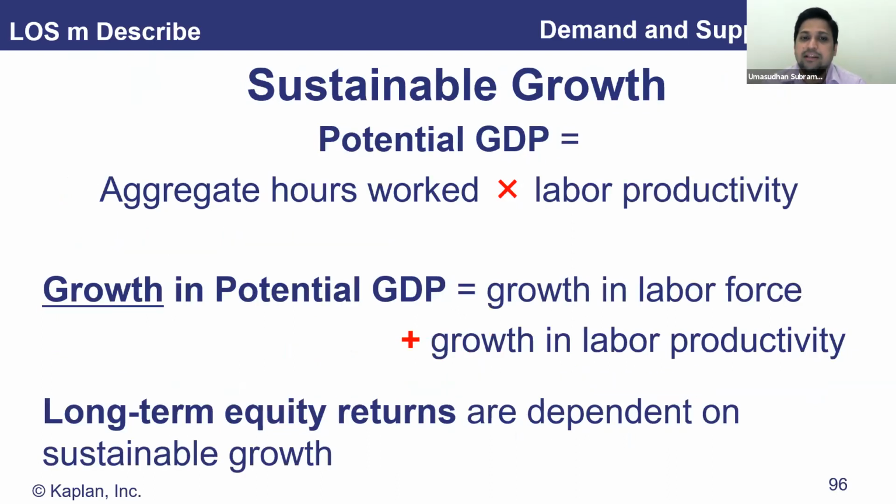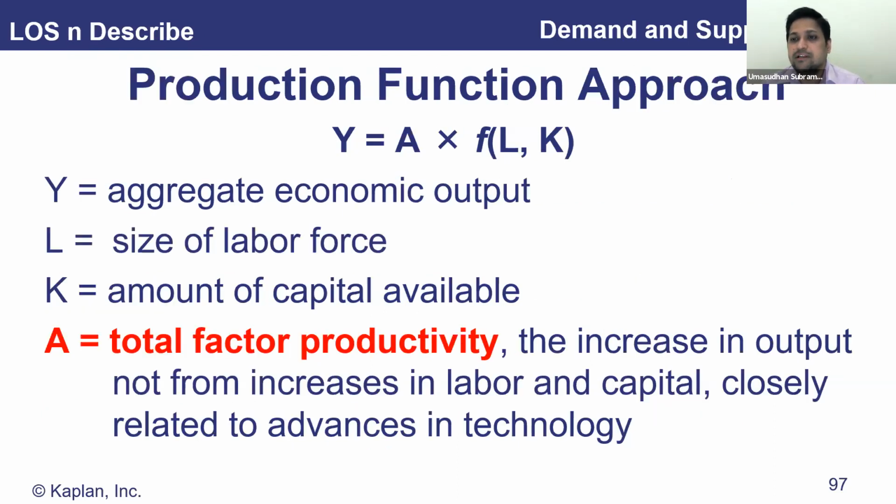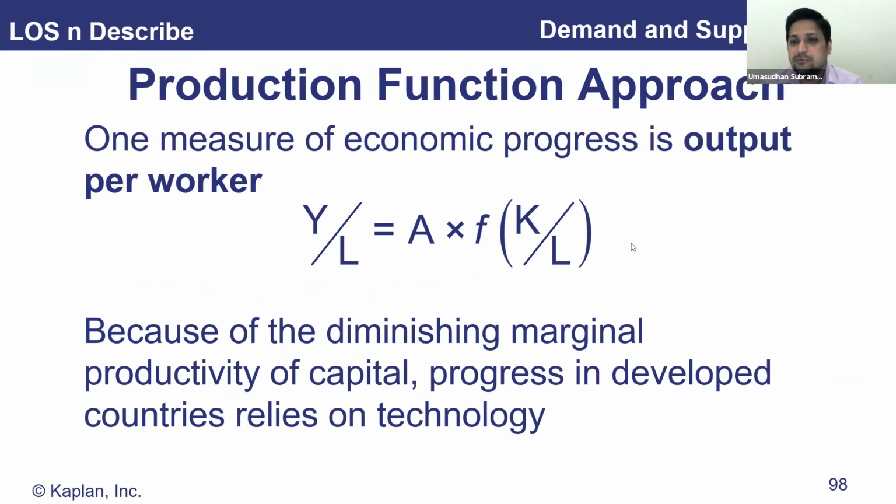This is a better model than the previous one because the previous one only focused on labor productivity and labor resources, and did not pay attention to capital. But here we are paying attention to capital, the production function approach, and we are moving into more details of the production function approach. One measure of economic progress is output per worker. With the same model, we are dividing the output by labor resources. So for one labor, how much output are you producing?